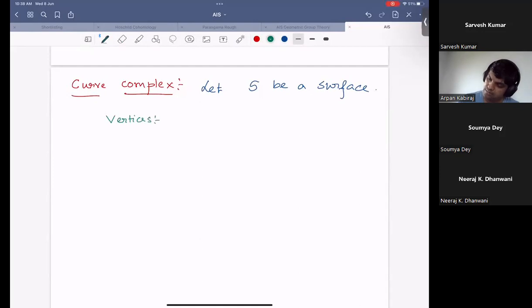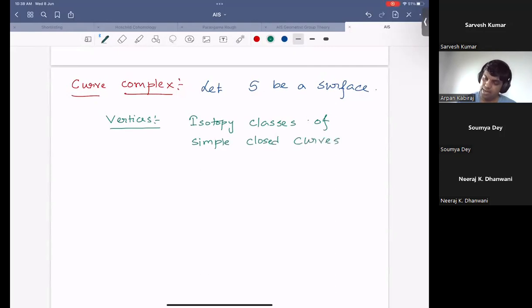The vertices are isotopy classes of simple closed curves. And there is one thing I would like to put here. Please keep that in mind: essential. Okay. So what do I mean by essential? This means the simple closed curve is not homotopic to a boundary or not homotopic to a puncture. So we are not considering curves which are homotopic to the boundary curve or homotopic to a puncture curve. Okay, is this clear? This is a technical point, just keep in mind.